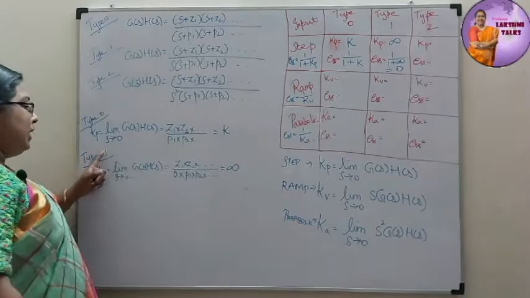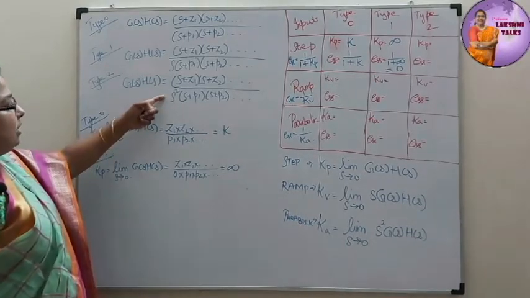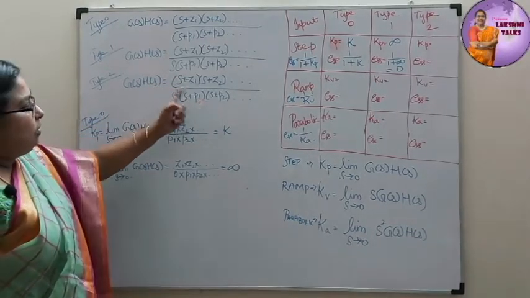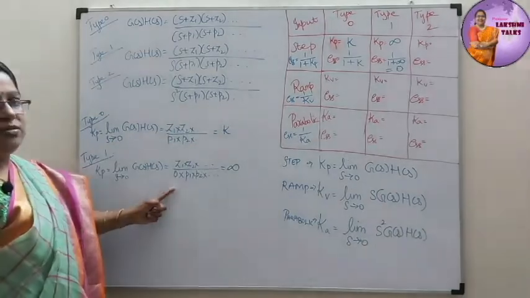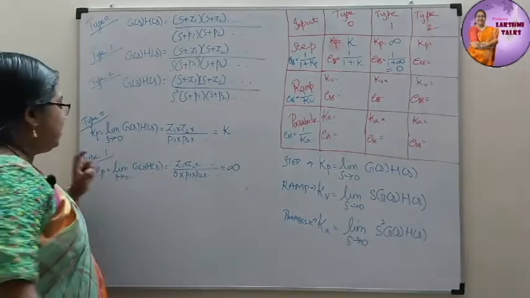And similarly, what about a type 2 system? Type 2 also, it is z1 into z2 divided by s square, which is 0. Same thing. So type 2 is also the same.